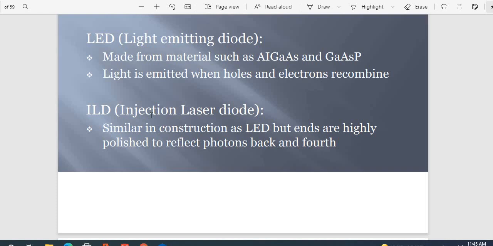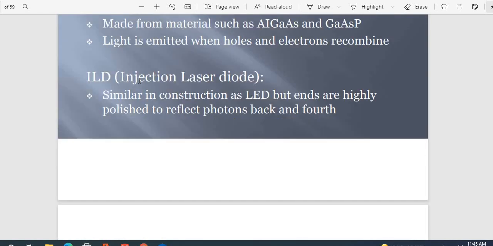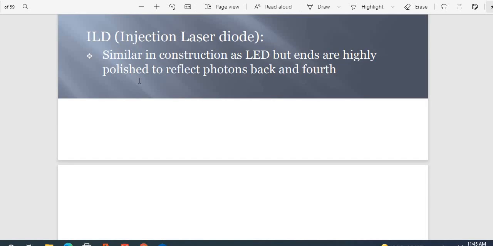LED is made up of materials such as gallium arsenide and gallium arsenic phosphates. Light is emitted when holes and electrons combine, and we get that in an LED. ILD is similar in construction to an LED, but the ends are highly polished to reflect photons back and forth.